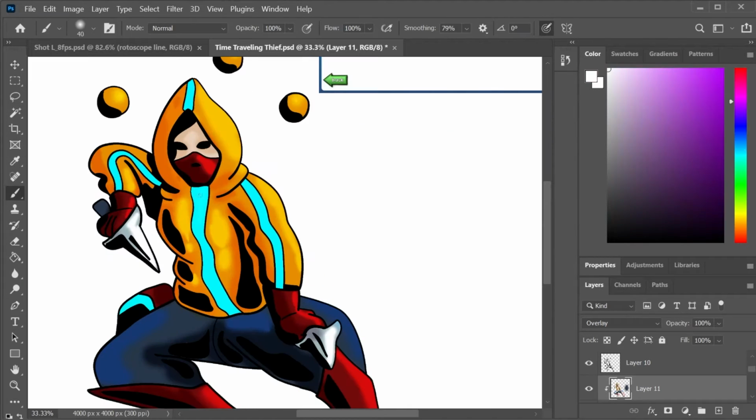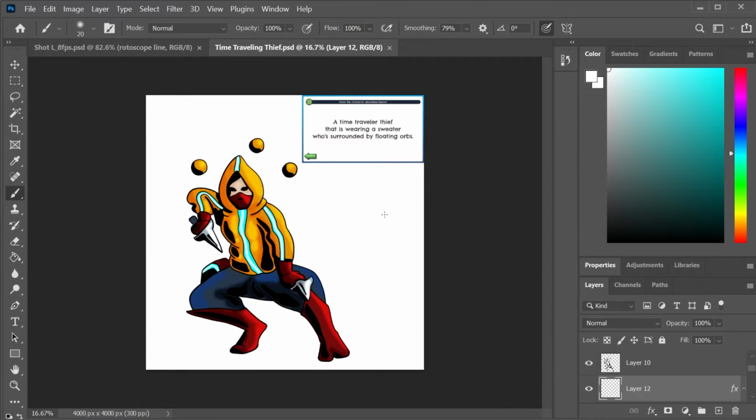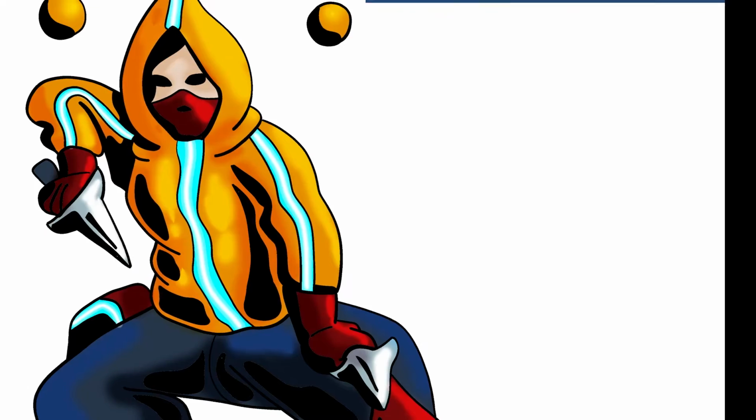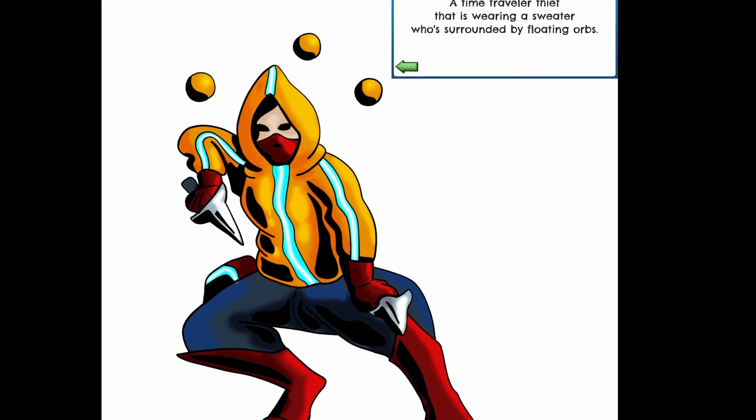The orbs would follow him around, and as time passed, the thief learned more about them. He began to use the orbs to help in his schemes. The Time Thief was born.